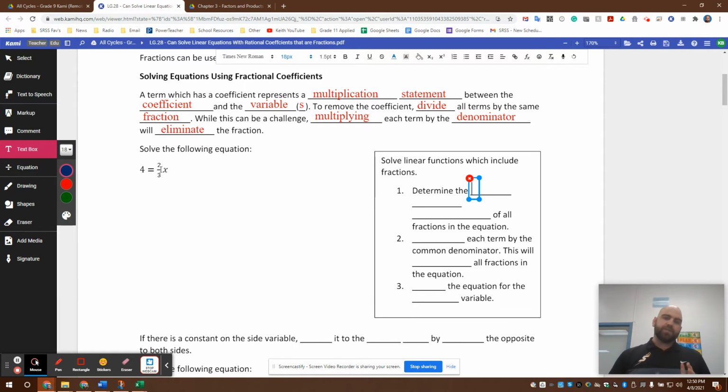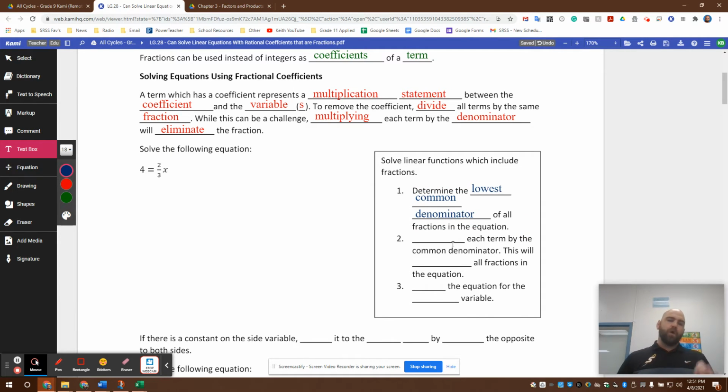But to get rid of that fraction, the one thing we can do is multiply by the denominator. So we're first going to determine the lowest common denominator of all the fractions in the equation. You may notice here that this one has only the one fraction, so all we're going to do is take the denominator of this fraction. In that case, it's 3. So our lowest common denominator in this case is 3.